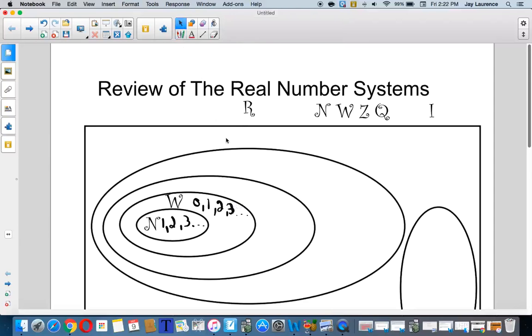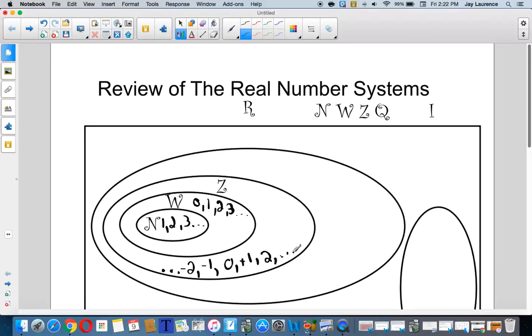The next number system is the integers. The integers are just like the wholes, but they also include the negatives of the wholes. So the integers have no beginning, and they have no end. They include all the whole numbers and the negatives of the wholes. Still, no decimals, no fractions.